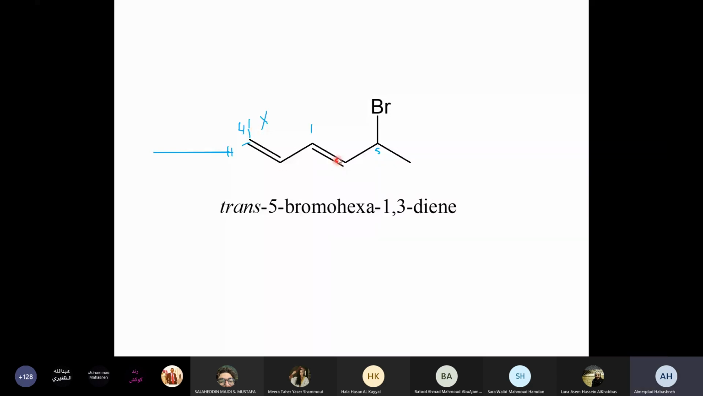While if we go to the double bond at carbon 3, we find out that at this carbon, it's connected to carbon and hydrogen, which are different. This carbon is connected to carbon and hydrogen, which also are different. So this double bond is a stereogenic center.